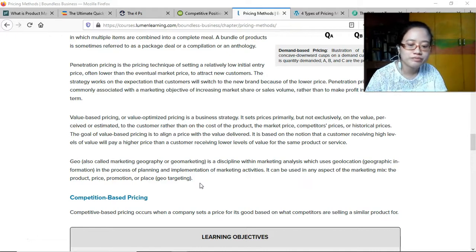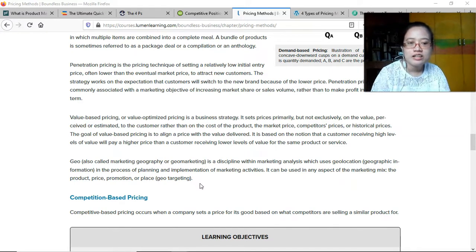So you have your branch here in the Philippines and then you have branches in the US, so the pricing would be different because there are different economic situations between these countries, and of course the wages, the laws and regulations on wages, and also the cost of living in that particular area.